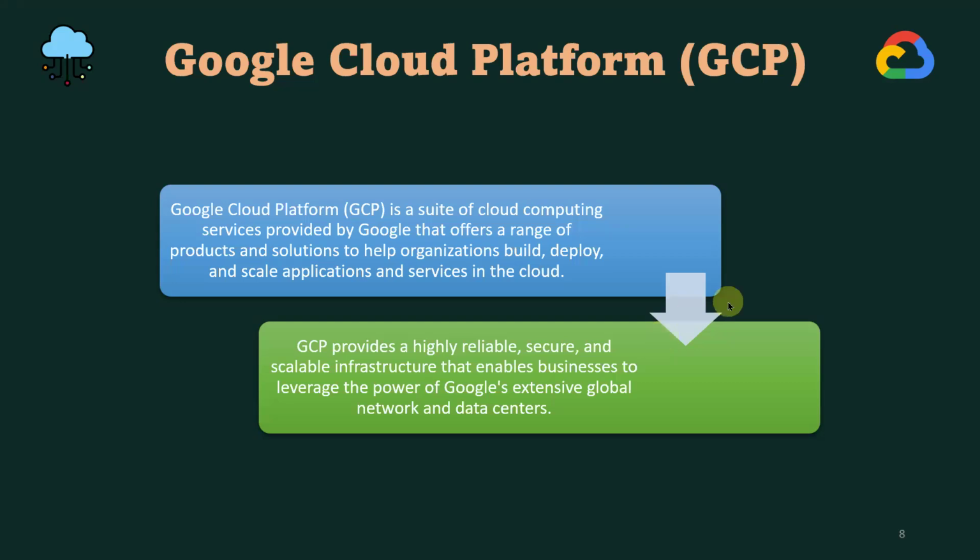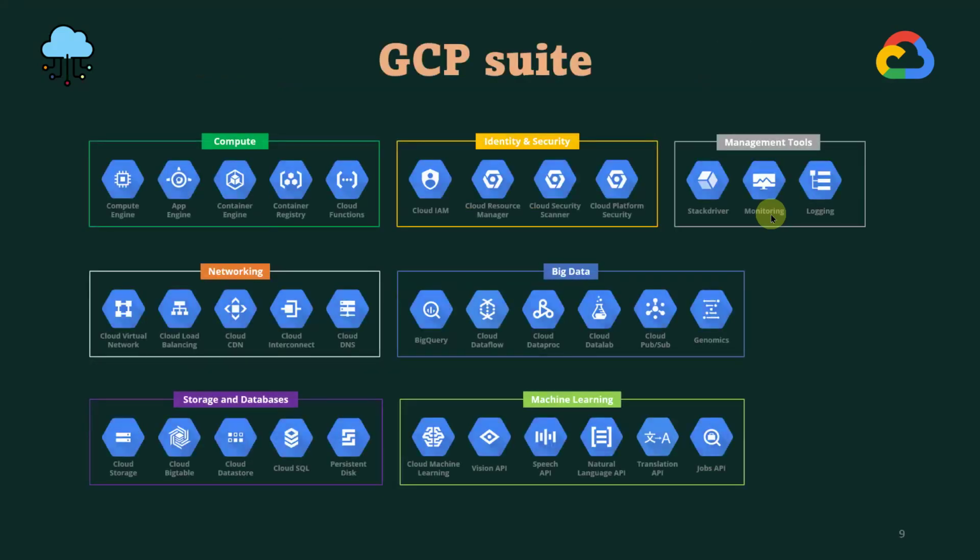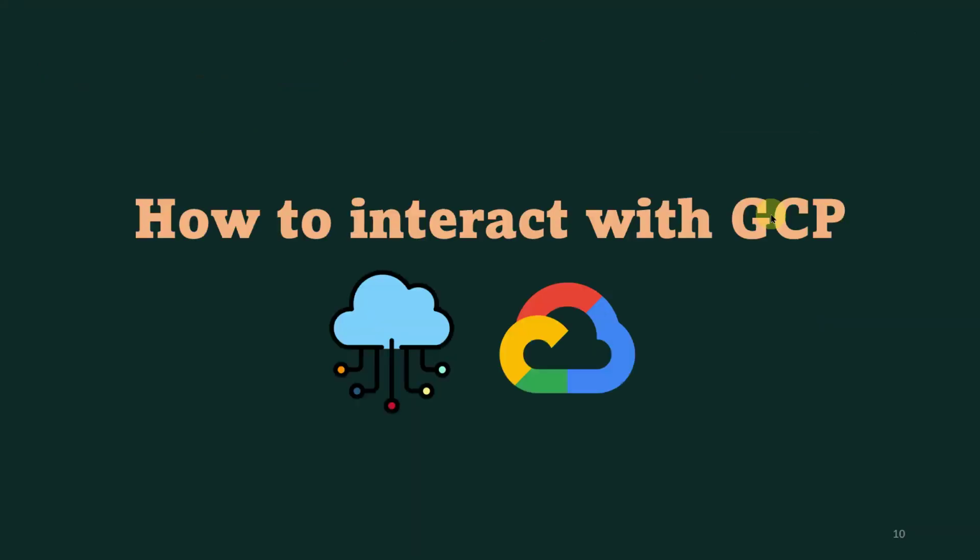So this is Google Cloud Platform. Simply, Google Cloud Platform is one of the leading cloud providers which provides you plenty of services such as compute services, identity and security services, management tools, networking services, big data services, storage and database services, and machine learning services also.